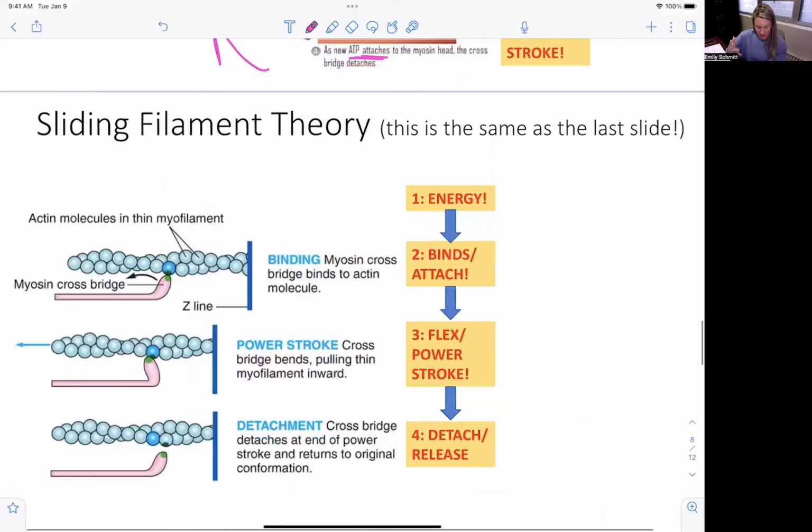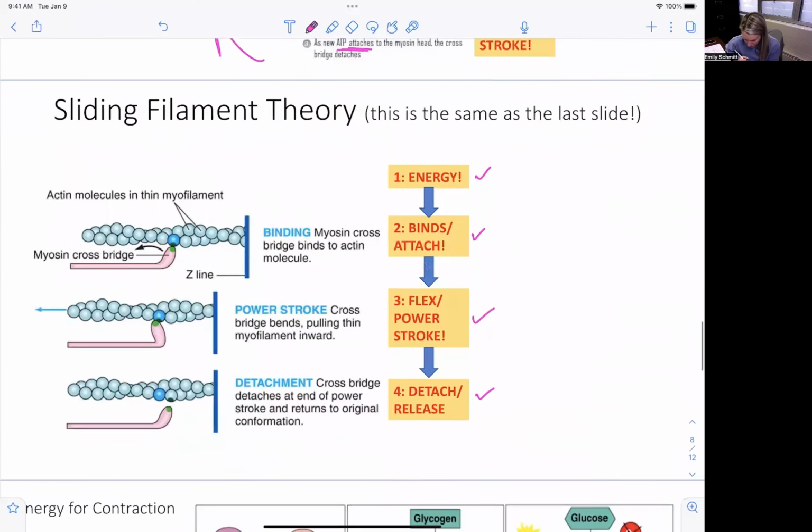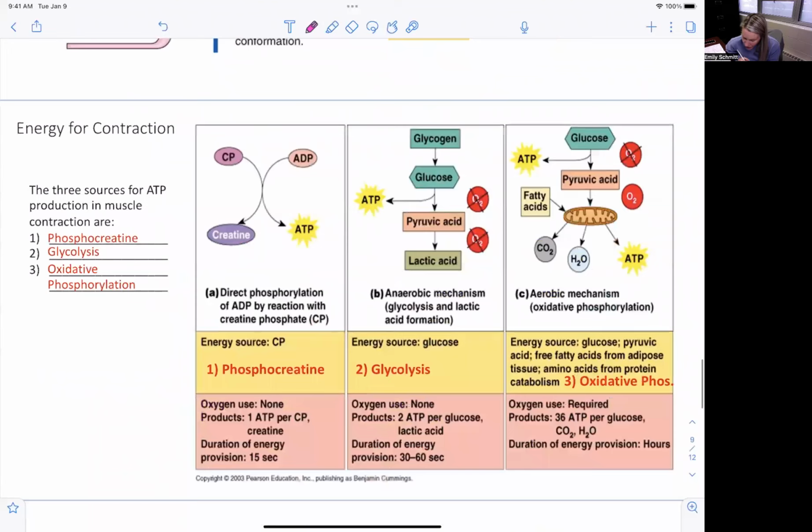So again, in just another way, we know the sliding filament theory: we need our energy, we need the binding and attachment, the power stroke, and then the detach and the release. So whichever visual I've provided here really helps you to understand this, along with the animations of the PowerPoint video, I'm really hoping that you have a good grasp now on excitation contraction coupling and what's going on molecularly for skeletal muscle contraction.